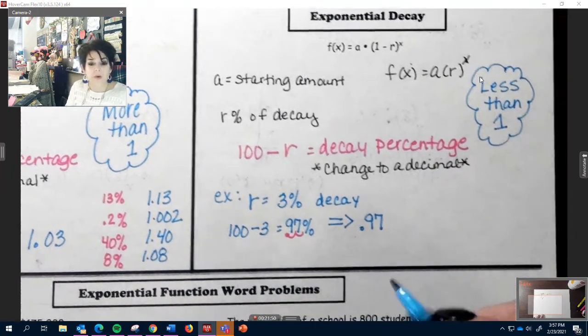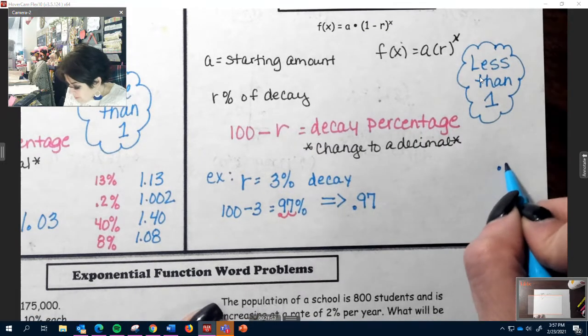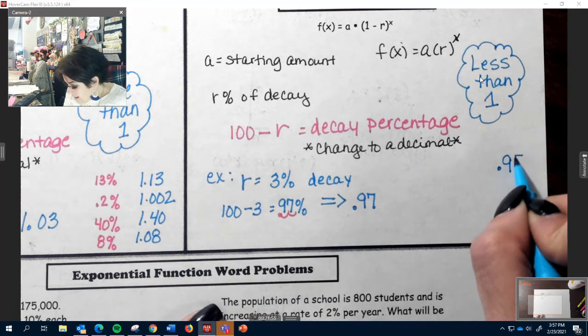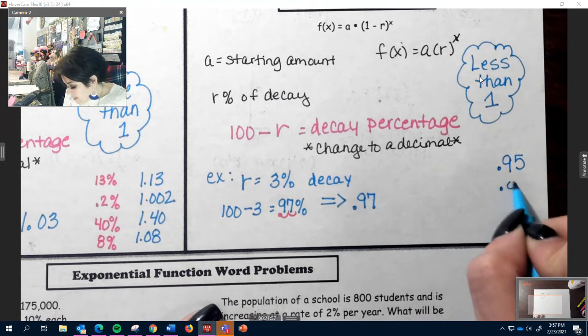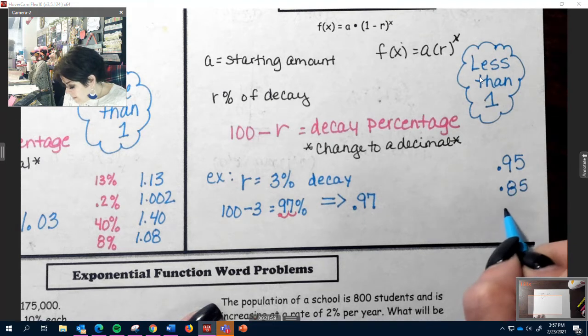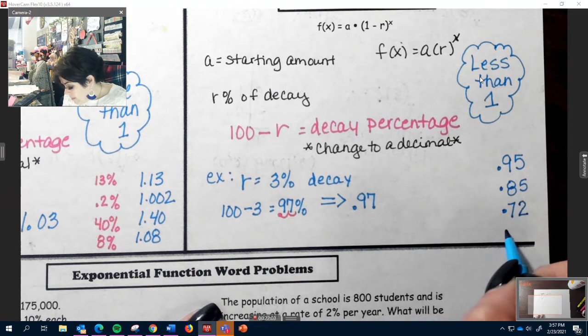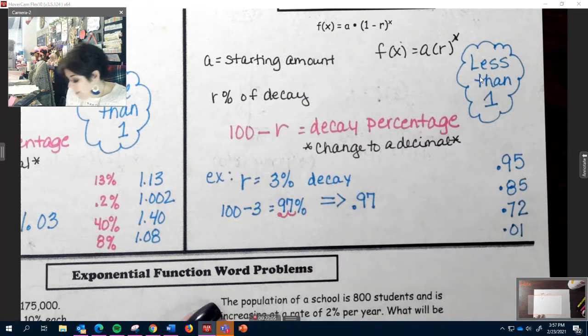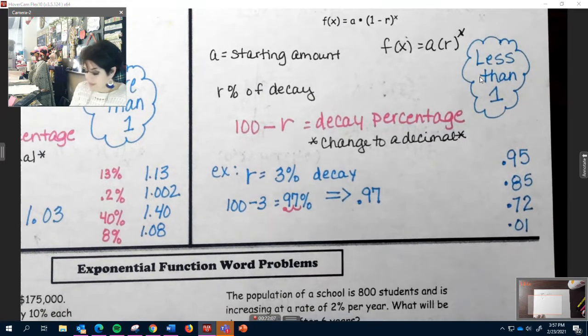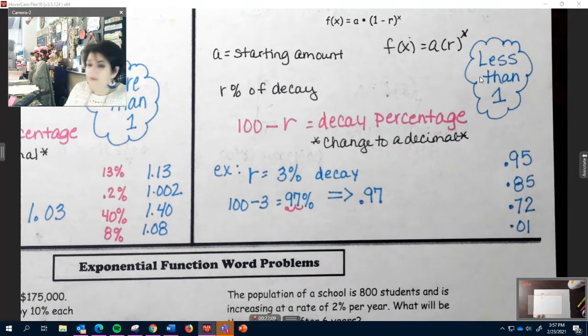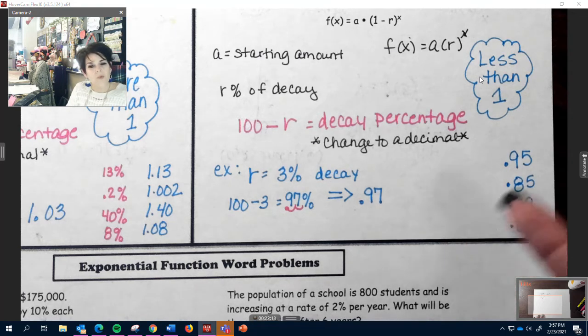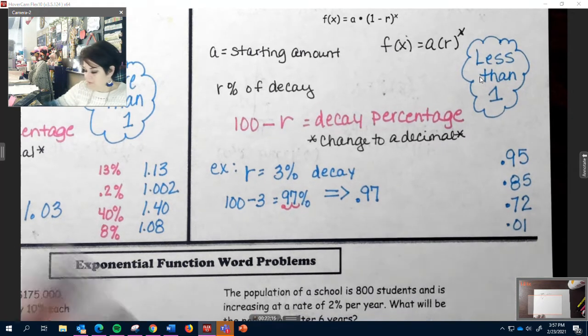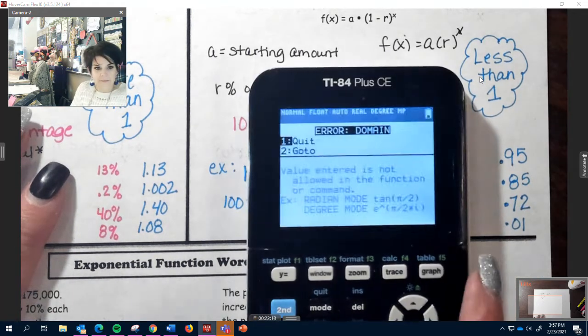Okay, so let's do some examples. Let's do 0.95. Let's do 0.85. Let's do 0.72 and maybe 0.01. So remember, these are all from 100. So 100 minus what would give me 95? So maybe it would be helpful to do it this way.